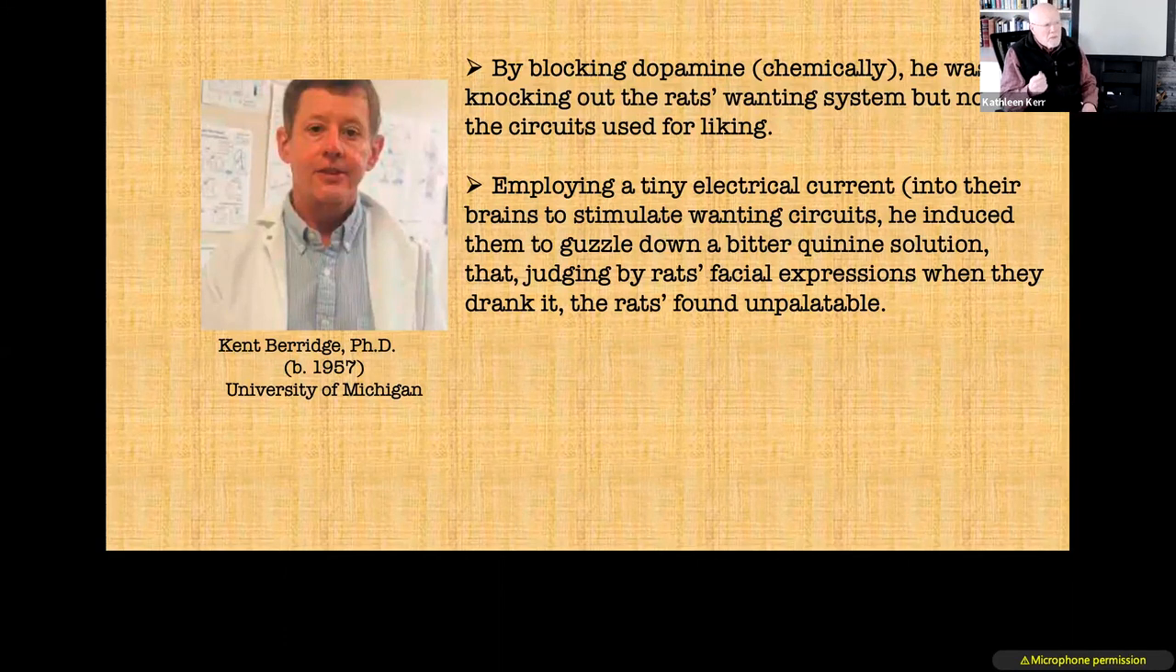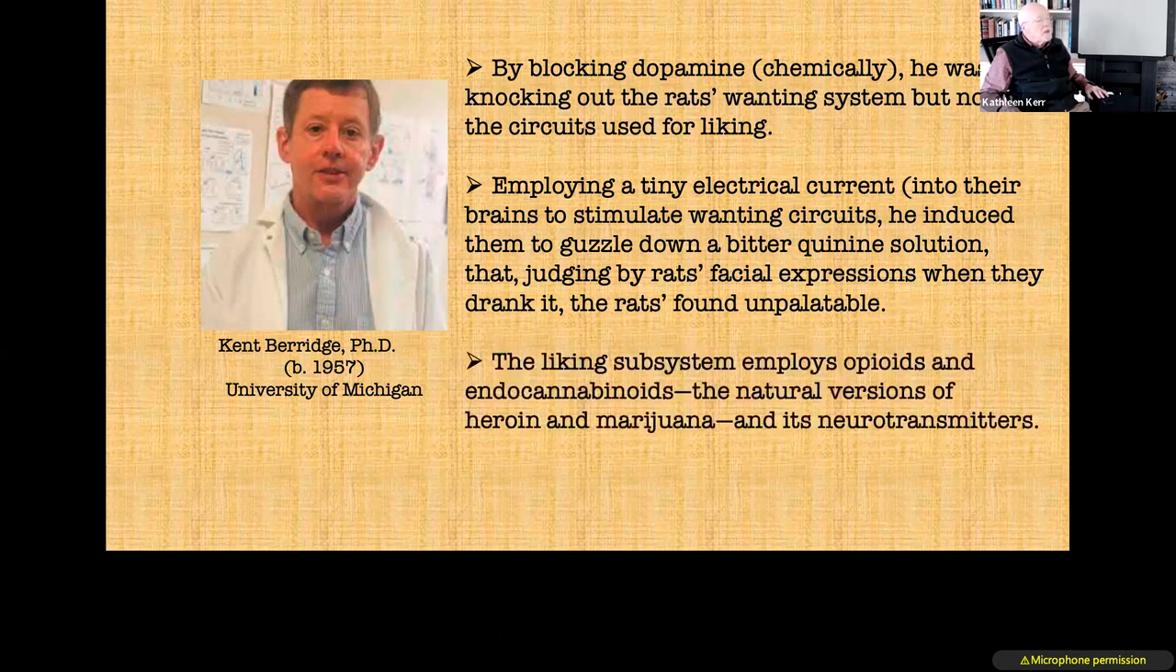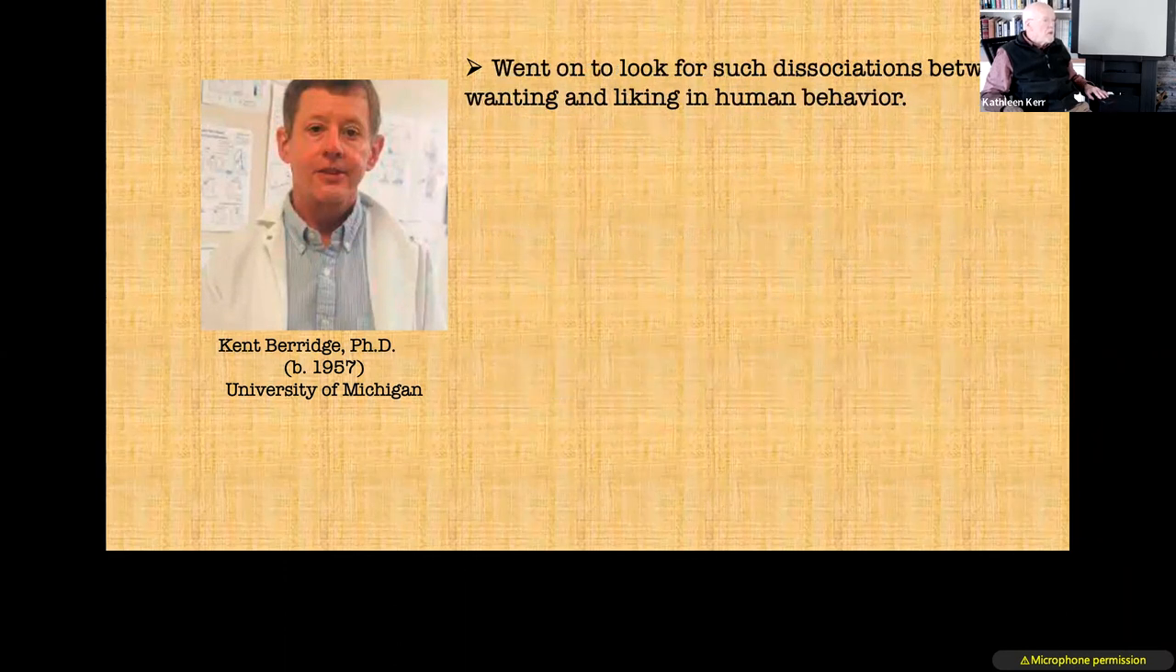And it's so compelling to try to think of this at the brain level, I find. Judging by the rats' facial expressions when they drank it, the rats found it unpalatable. And he's supposed to be an expert in reading the emotional state of rats by looking at their faces. The liking subsystem employs opioids and endocannabinoids. So we all know about these things, the natural versions of heroin and marijuana, and its neurotransmitters are opioids and cannabinoids. He went on to look for such dissociations between wanting and liking in human behavior.